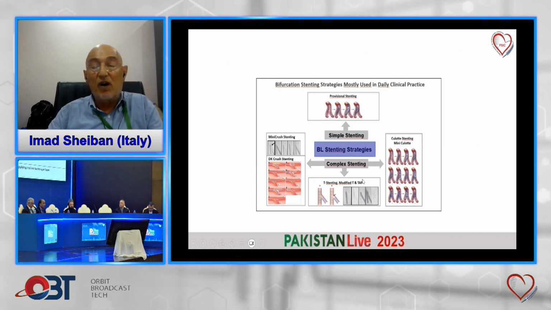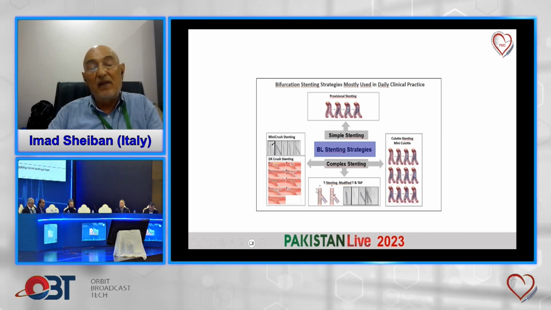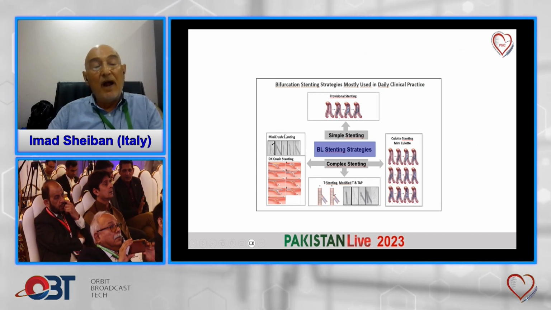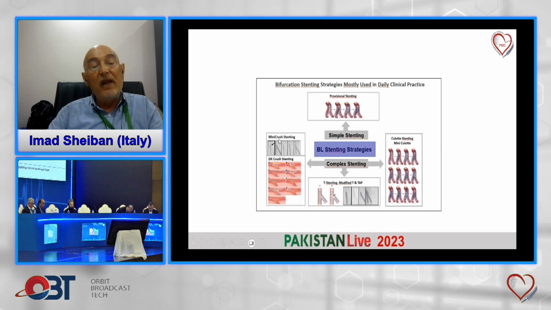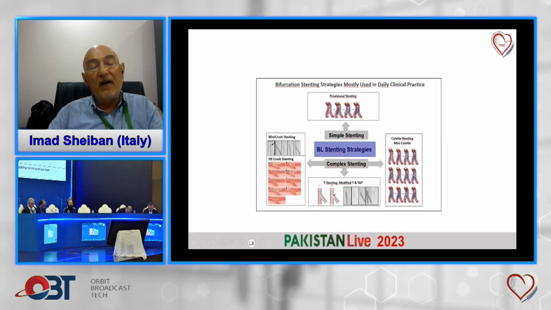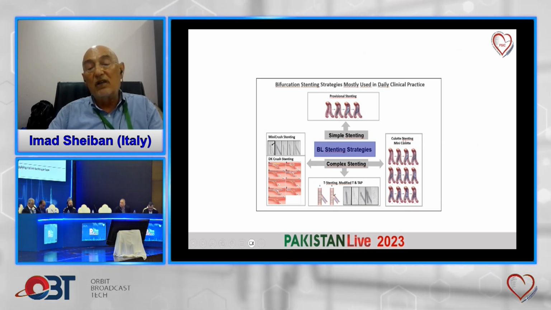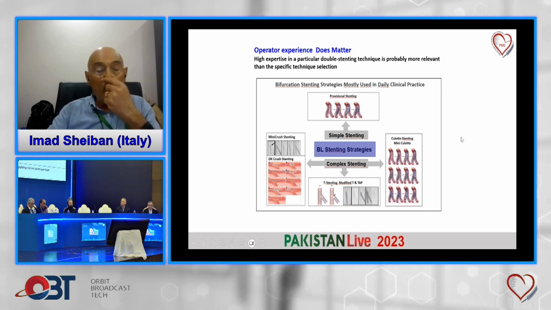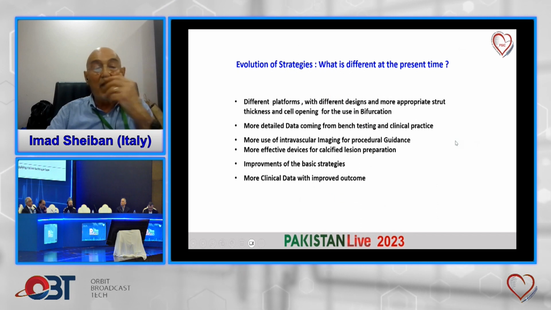three big families of double stenting. That means the T family, including all modified T and TAP, and the crush family, including mini crush and DK crush, and culotte stenting with mini culotte or DK culotte, which is what we are using mostly in our clinical practice today.